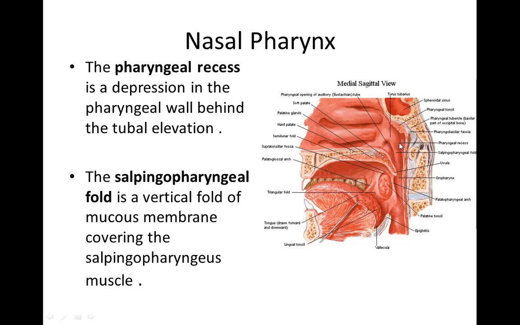Behind this pharyngeal or tubal elevation we have the pharyngeal recess, as you can see here. So this is the site of the pharyngeal recess, a pocket behind the tubal elevation.